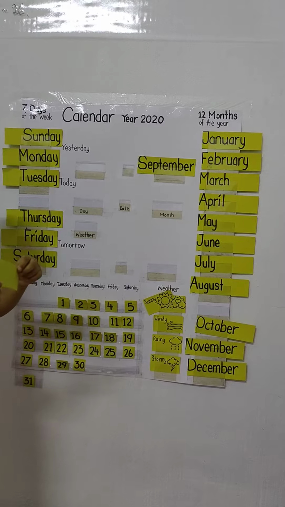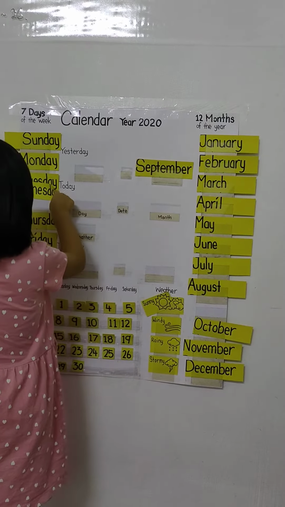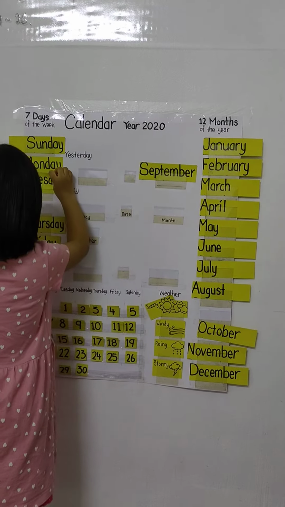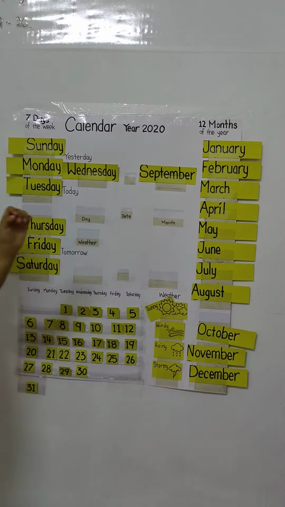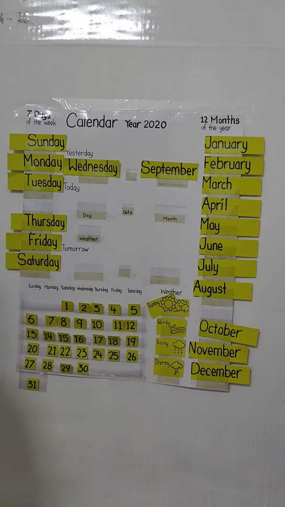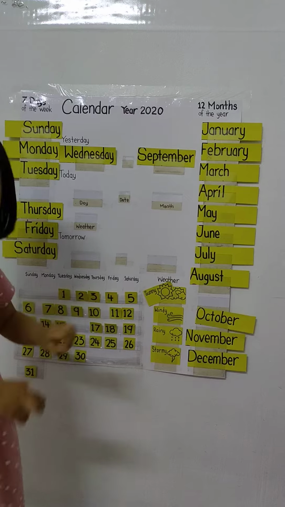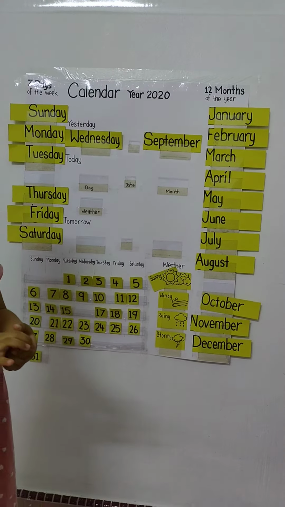Yesterday was Wednesday. It's Thursday. Okay, how about this? You put the Wednesday in the yesterday column. Okay, and today is? What day is today? Okay. You put the 16 into yesterday's date.